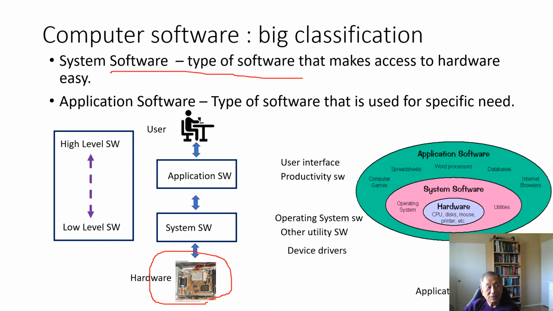So in a sense, the system software is talking to the hardware. Then the system software is interacting or talking to application software that is used for specific needs. For the end user, application software is closer, it pairs with the user. Users will deal with applications. For example, if we are web surfing, using Google Chrome or Firefox, then that is application software.